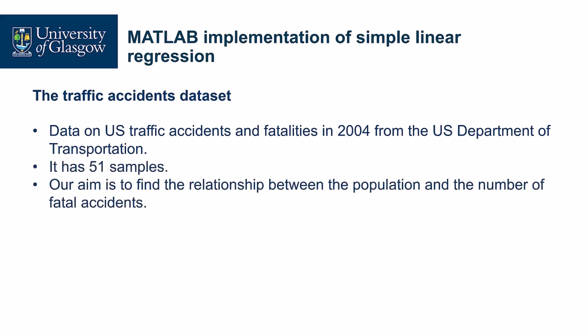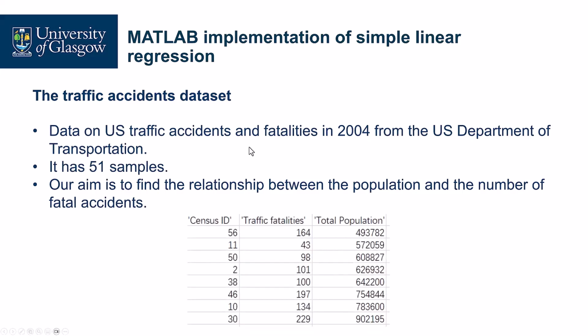And our goal is to build a relationship between the population of the states and the number of fatal accidents. So intuitively, these two are related, and it's a linear relation. So we can see the data set is here. Traffic fatalities, this is Y we want to predict. The total population, this is X, which is the input, right?